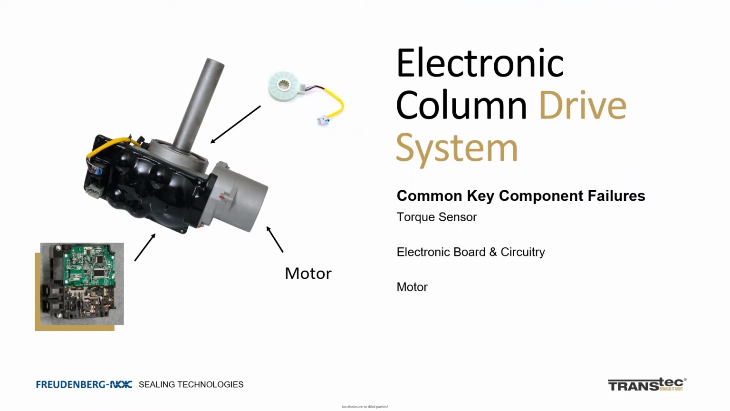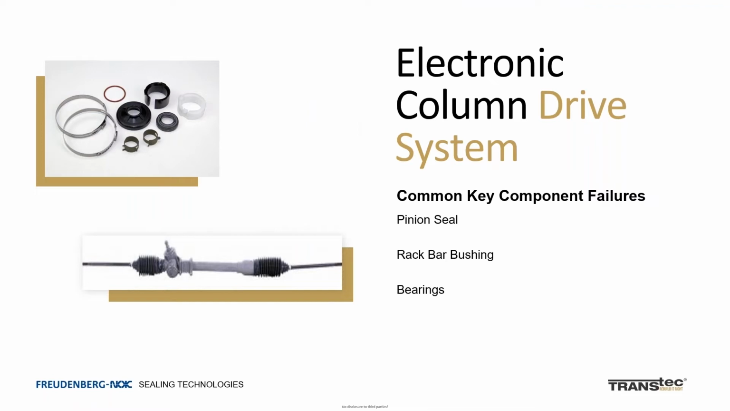A common column failure is the torque sensor, which is normally an easy replacement. Some of the other key components that you are going to see in the manual portion of the rack are the pinion seal, rack bar bushing, and bearings, which really is no different than a hydraulic rack repair. These are all common components that are accessible in TransTec kits.